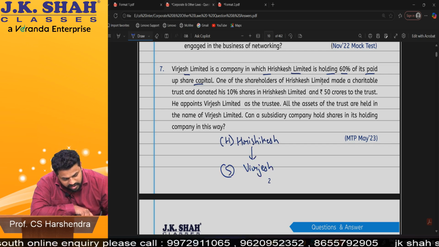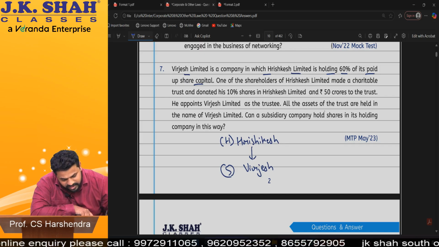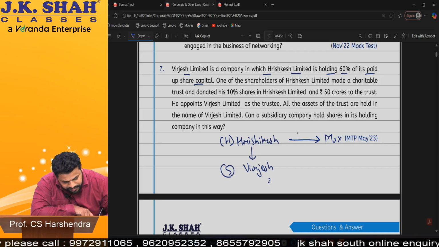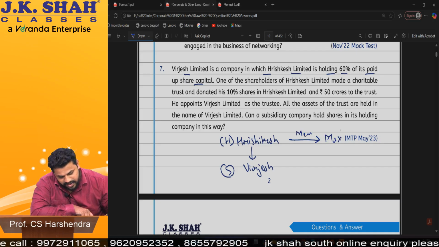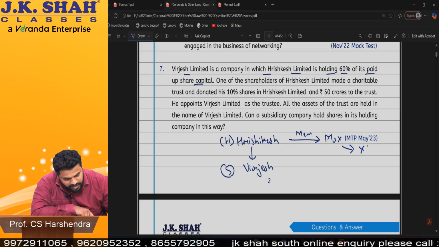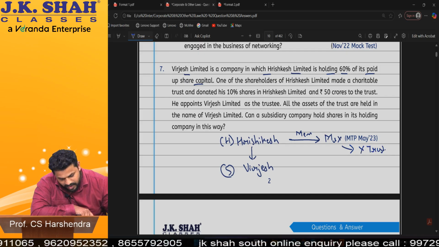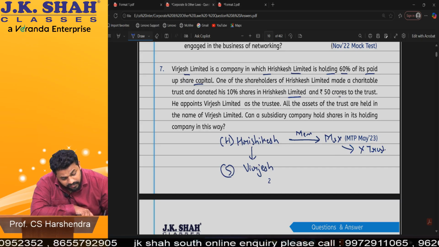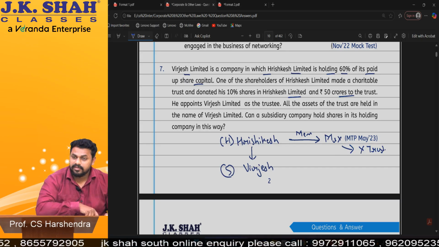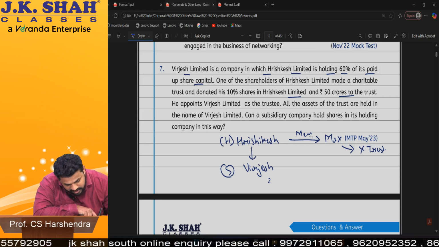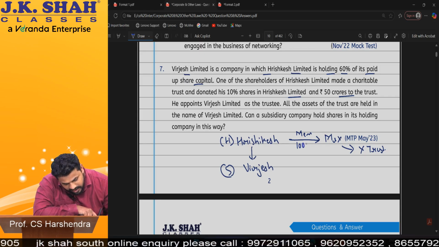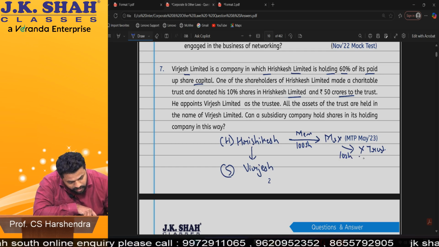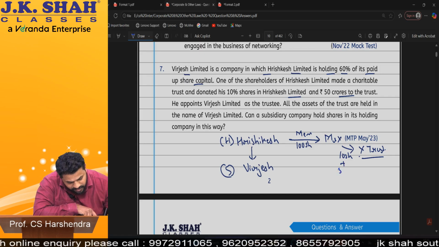One of the shareholders of Rishikesh Limited made a charitable trust. Example, Mr. X is a member of Rishikesh Limited. He made a charitable trust, example X Trust, and donated his 10% shares of Rishikesh Limited and 50 crore to the trust. Oh my god, rich man. So whatever shares, example, he had 100 shares. Out of that 100 shares, 10 shares he gave to X Trust, plus 50 crore rupees.